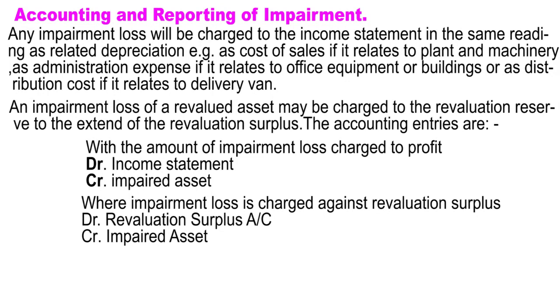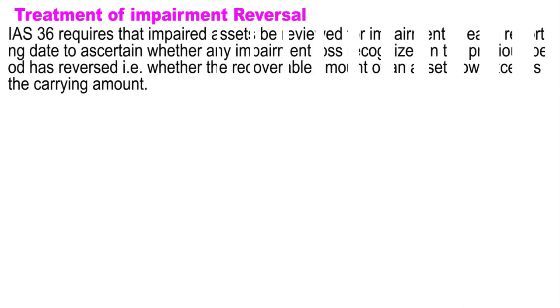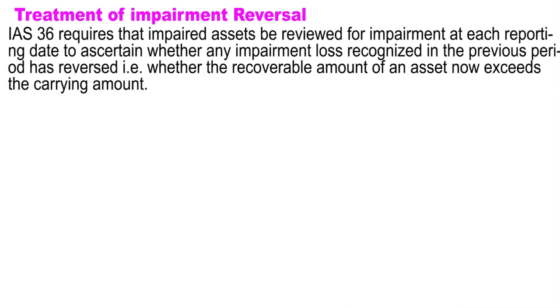Let's look at the treatment of impairment reversals. IAS 36 requires that assets be reviewed for impairment at each reporting date to ascertain whether any impairment loss recognized in the previous period has reversed, i.e. whether the recoverable amount of an asset now exceeds the carrying amount.